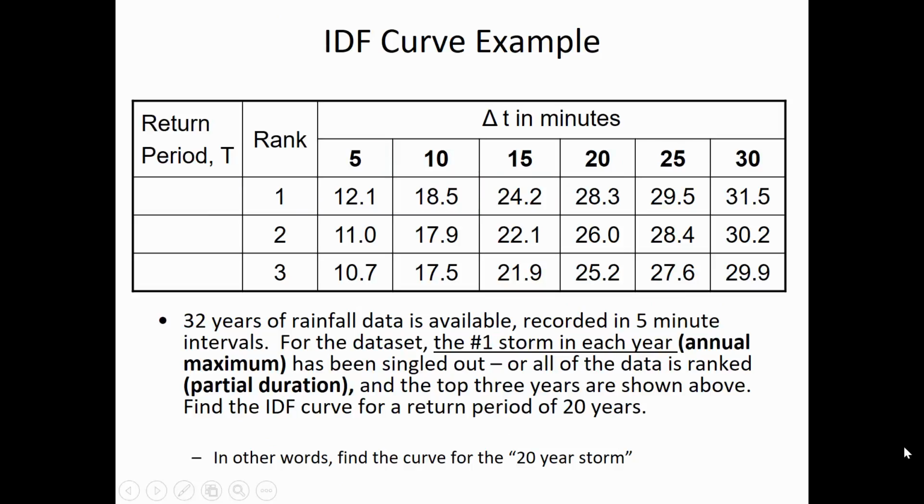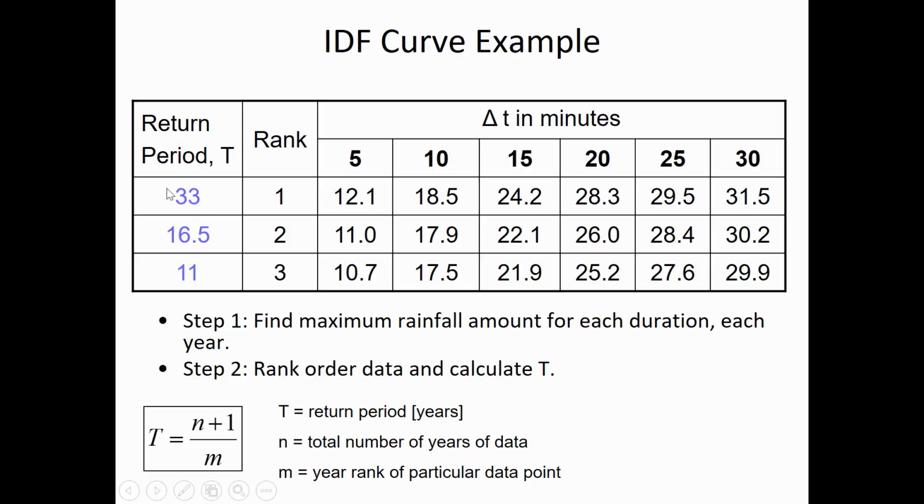Let me show you if we had data that we downloaded over the course of 32 years. We would calculate the return period of that 32 years of data. This would be the 33-year storm. The one at the top of the list for having the most rainfall would be the 33-year storm, because it would be 32 years of data plus 1 divided by the rank order. At the top of the list, this is our number 1 storm. The biggest one we've ever seen, like for a 5-minute storm, would have an intensity of 12.1 inches per hour.